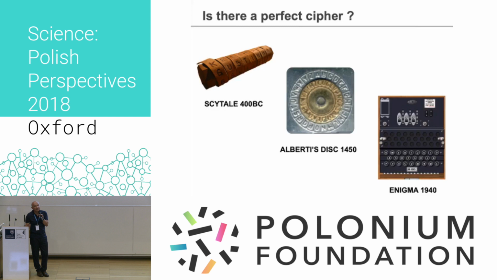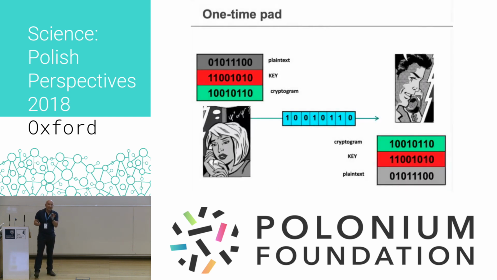So the question is, is there a perfect cipher that cannot be broken at all? Can we prove that there is such a thing? And the answer is yes, but, and this partial yes comes from this construction here that is known as the one-time pad. This cipher is very easy to explain.